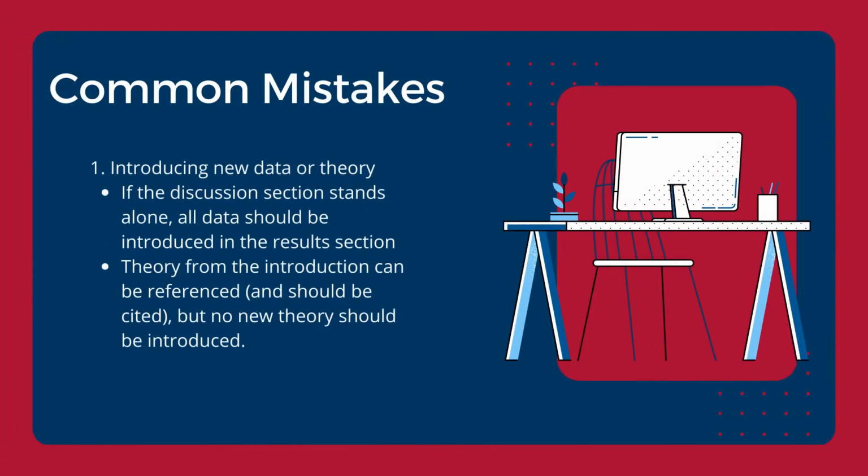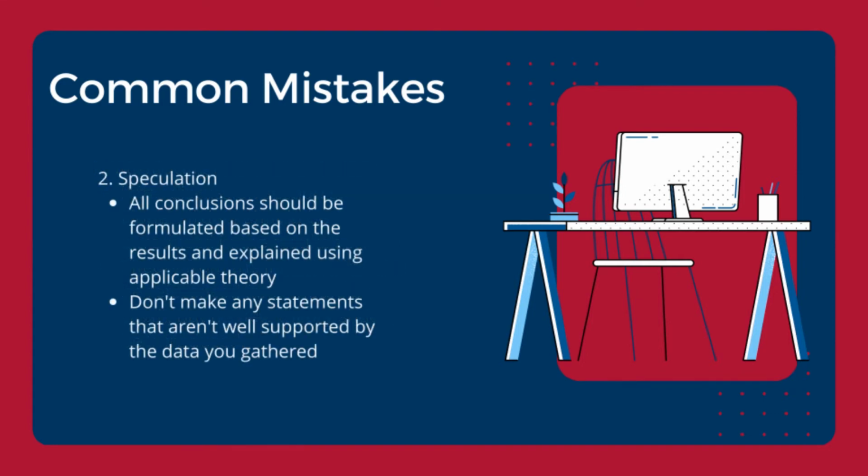Here are some common mistakes that students make when writing the discussion section. 1. Introducing new data. If your results section is separate, all new data should have been introduced in that section. Don't introduce any new quantitative information in the discussion section. 2. Conclusions not supported by results. Speculation. Only draw conclusions that can be supported by data and explained with theory. There is no place for speculation in a scientific paper.